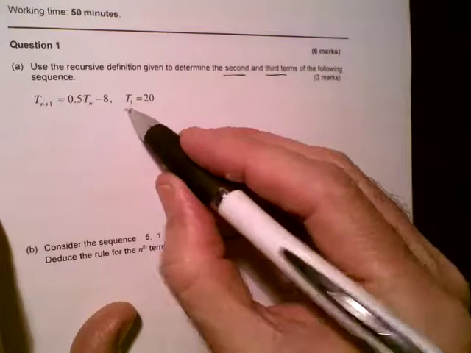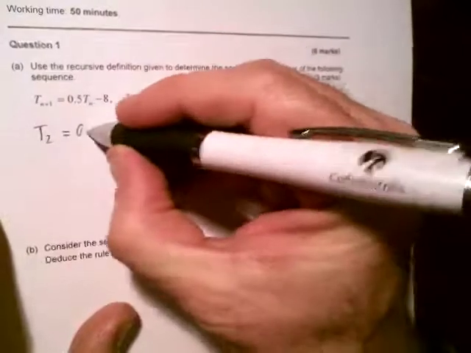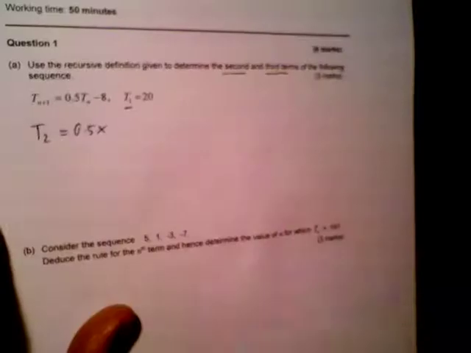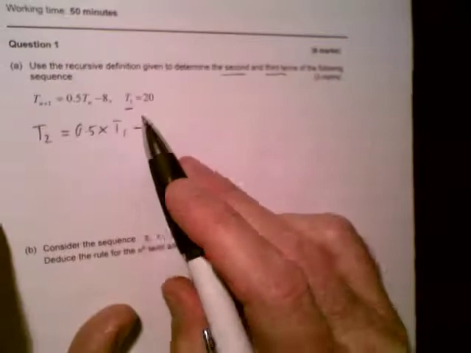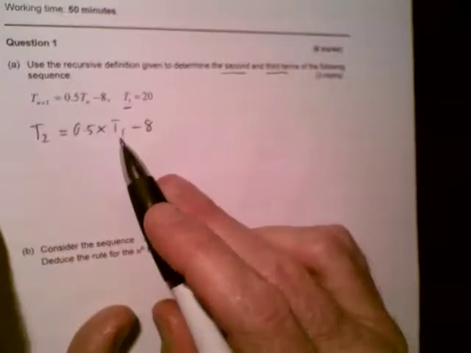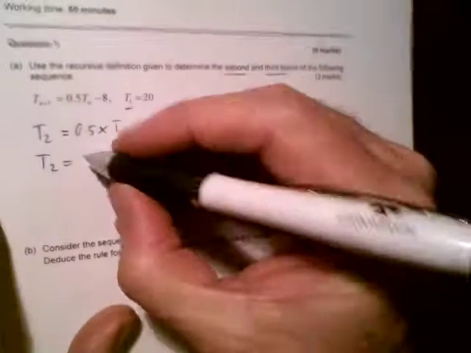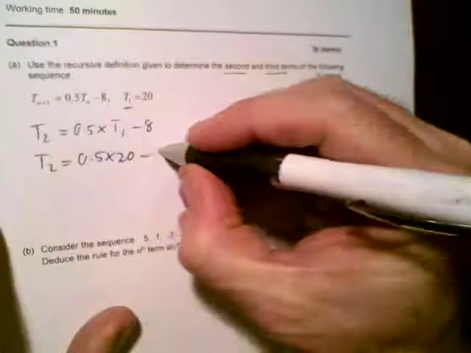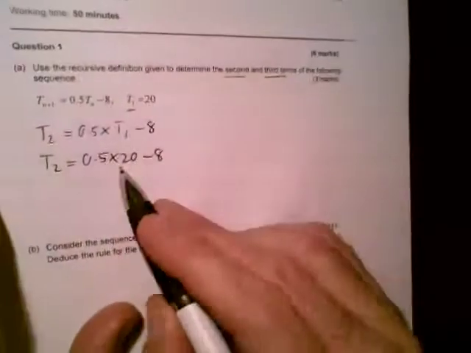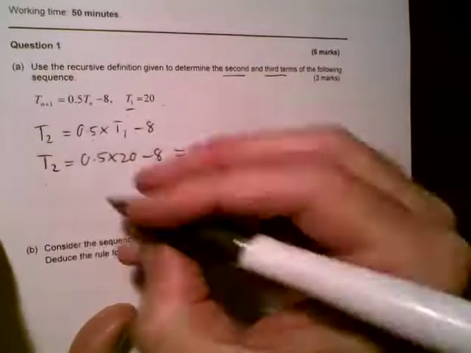We've already got the first term. So second term here is going to be t2 is equal to 0.5 times first term, which is t1, take away 8. And we know t1 is equal to 20, so we just sub it in where the t1 is there. And we get t2 is equal to 0.5 times 20, take away 8. So half of 20 is 10, 10 take 8 equals 2. There's your answer there. T3, very similar.